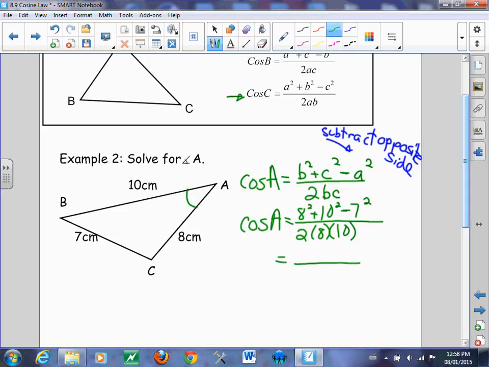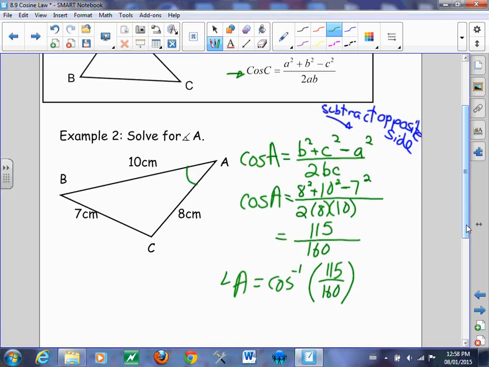Get a fraction. Okay, so plug the numerator in, or the top part, in your calculator, and you should get 115. Divided by, either you can do mental math or you can plug in your calculator for the denominator and get 160. Remember, folks, we're finding an angle, so angle A equals the cos inverse of this fraction. Plug her in, and you should get angle A equals approximately 44 degrees. Awesome. So again, folks, the strategy here is it's the sum of the adjacent sides, subtract the opposite side. Always remember to subtract the opposite side, divided by 2 times those adjacent sides.